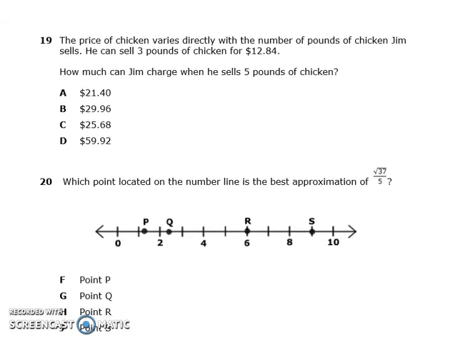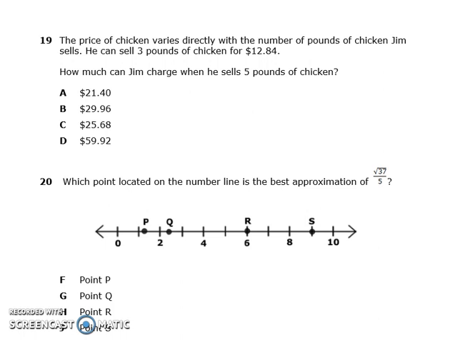Number 19. The price of a chicken varies directly with the number of pounds of chicken Jim sells. He can sell 3 pounds of chicken for $12.84. How much can Jim charge when he sells 5 pounds of chicken? A, $21.40. B, $29.96. C, $25.68. Or D, $59.92.